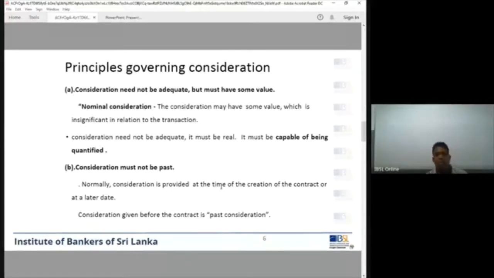Then the second one is must have some value. It should have a value. Value means it should have a reasonable value. Now 3 million he has paid.